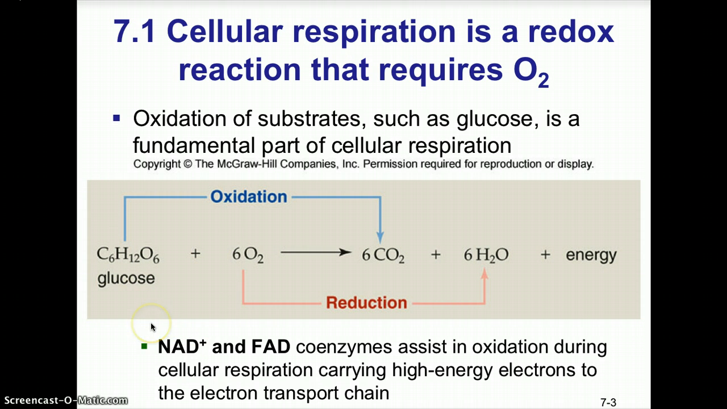We do have two coenzymes assisting in the oxidation process. That would be NAD+ and FAD. These are both coenzymes that assist in oxidation during cell respiration, and they carry high energy electrons to the electron transport chain. These two molecules are different molecules, but very similar in role to that of NADPH in photosynthesis. However, do not confuse them, as this is a new biochemical pathway.